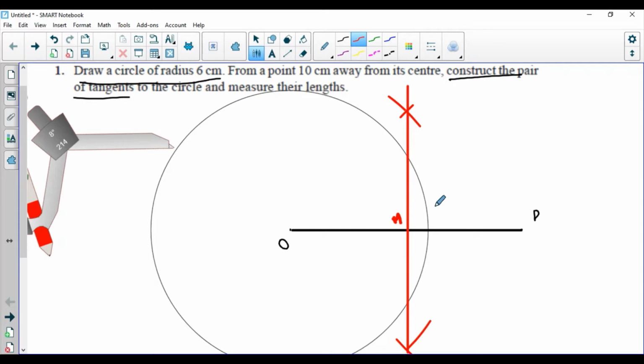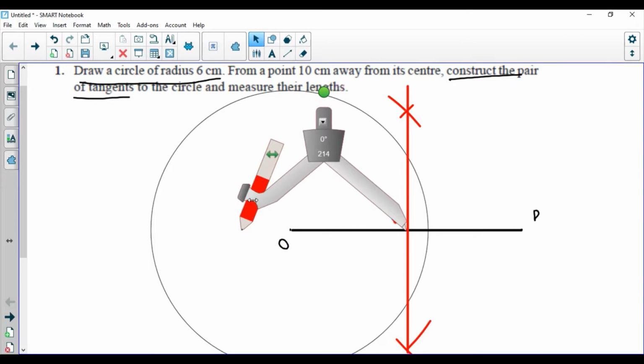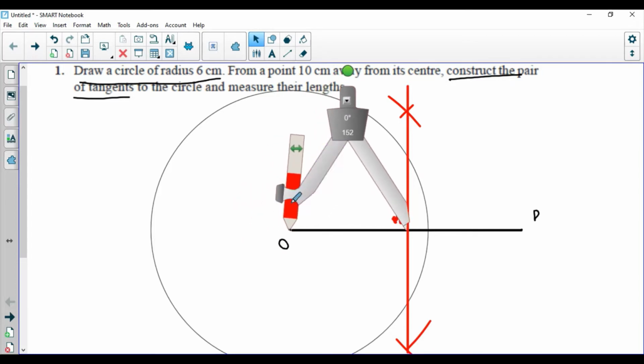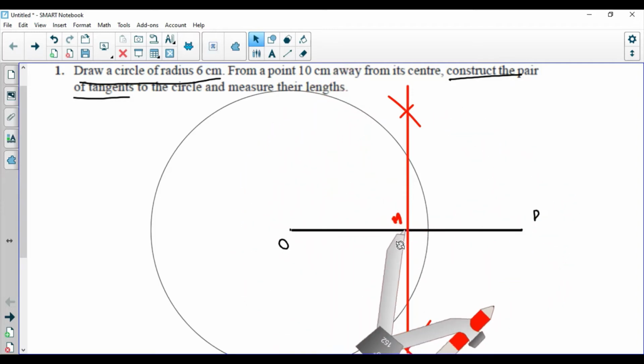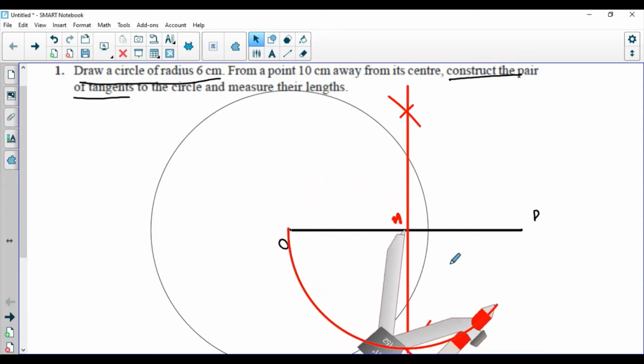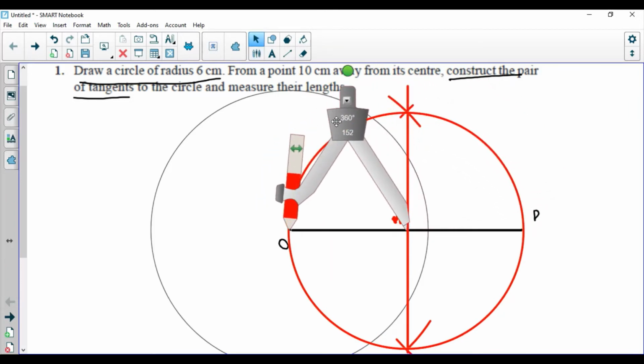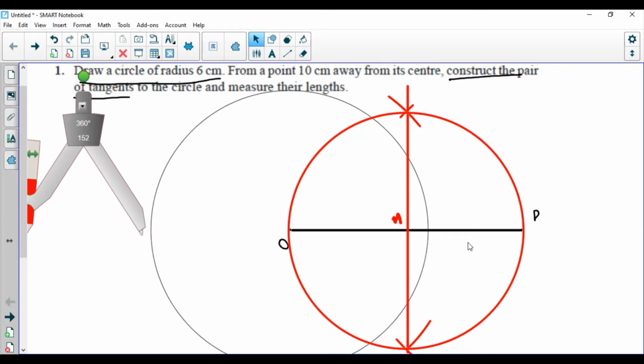Okay. Now taking M as center and MO or MP as radius, this much radius you have to take. Okay. You can check whether it cuts P or not. Yes, it cuts P, it cuts O. So taking this, you have to draw a circle. OP will be your diameter. Okay. So this is your circle.